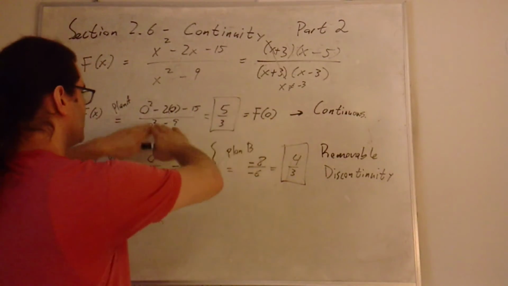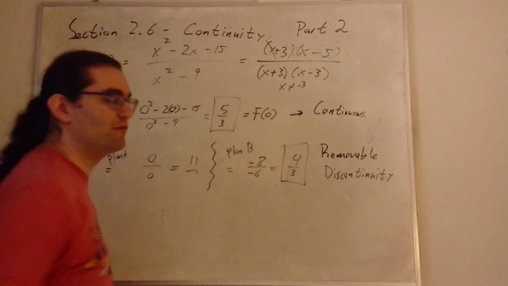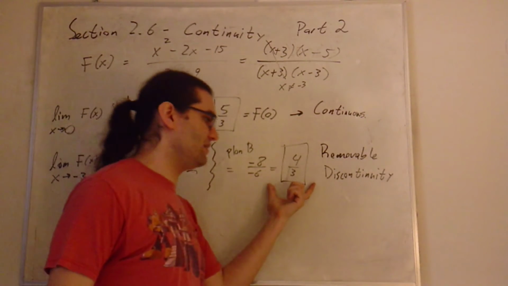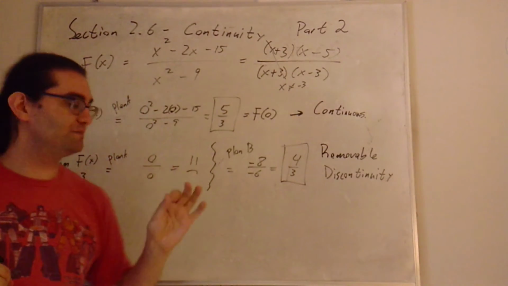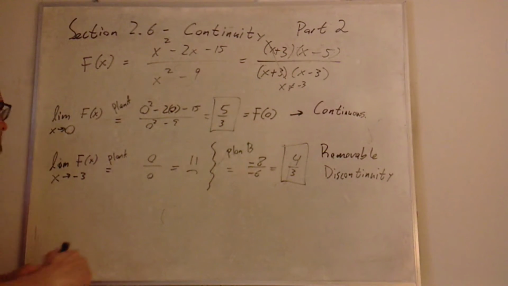which is always what plan B means. When plan A succeeds, you have a continuous function. When plan B succeeds, you have a removable discontinuity. All the time, every time. As long as you can get a limit, you can fix the function by changing that one value to this, and then you have a continuous function.